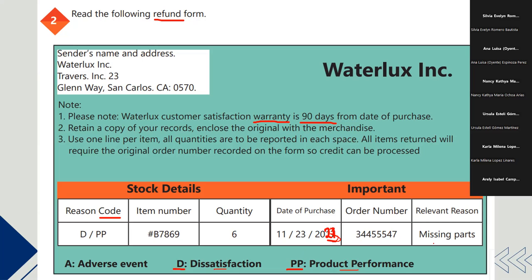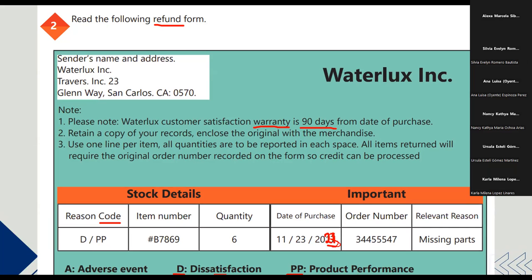The relevant information will be like the problem why the person is receiving a refund. And here, the situation is because the product is missing parts, right? It is missing parts, so it's not complete. And if my product is not complete, I will not be able to use it. That's why I'm sending it back and I'm going to receive my response. Any questions about this form? No question. No, teacher, everything is clear.